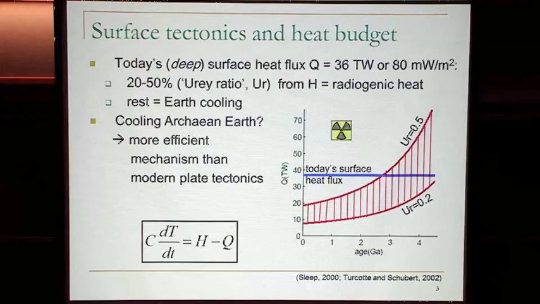So if we go far back enough in time, it might be that the Earth was actually producing more heat than it could get rid of, assuming that surface heat flow didn't change through time. So the question is, what do we actually know about the temperature change through time? So let's look at the observations.